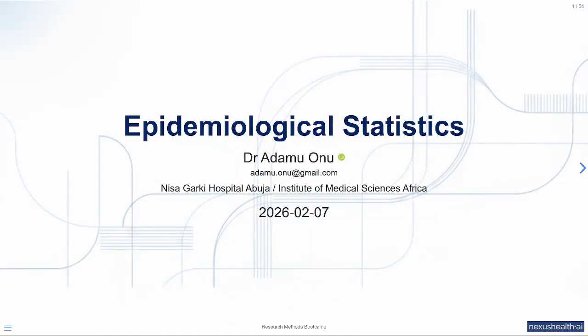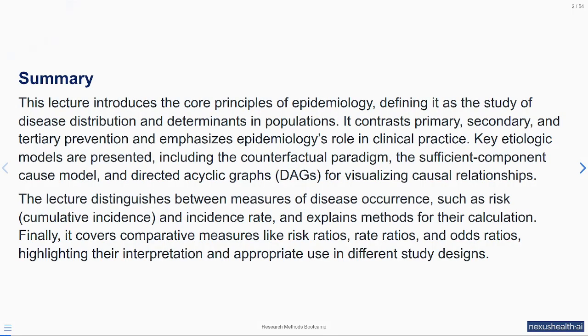In this lecture, we shall be considering epidemiological statistics. This lecture introduces core principles of epidemiology, defining it as the study of disease distribution and determinants in populations. It contrasts primary, secondary, and tertiary prevention and emphasizes epidemiology's role in clinical practice.